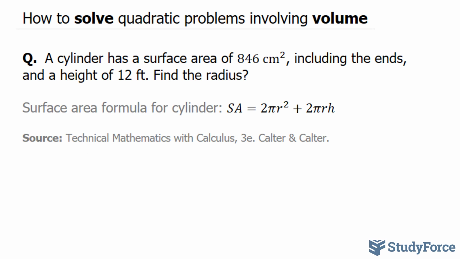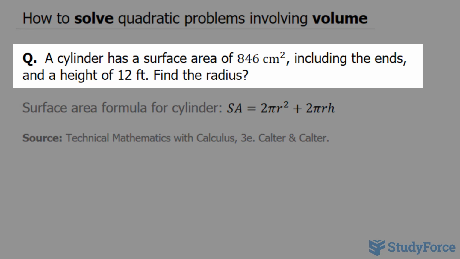In this video, I'll show you how to solve quadratic problems involving volume. The question reads, a cylinder has a surface area of 846 centimeters squared, including the ends, and a height of 12 feet. Find the radius.